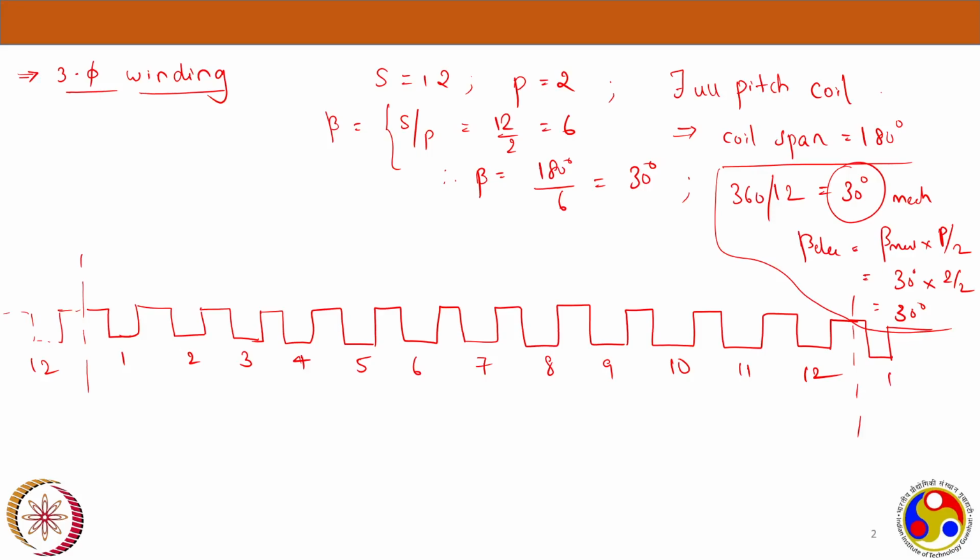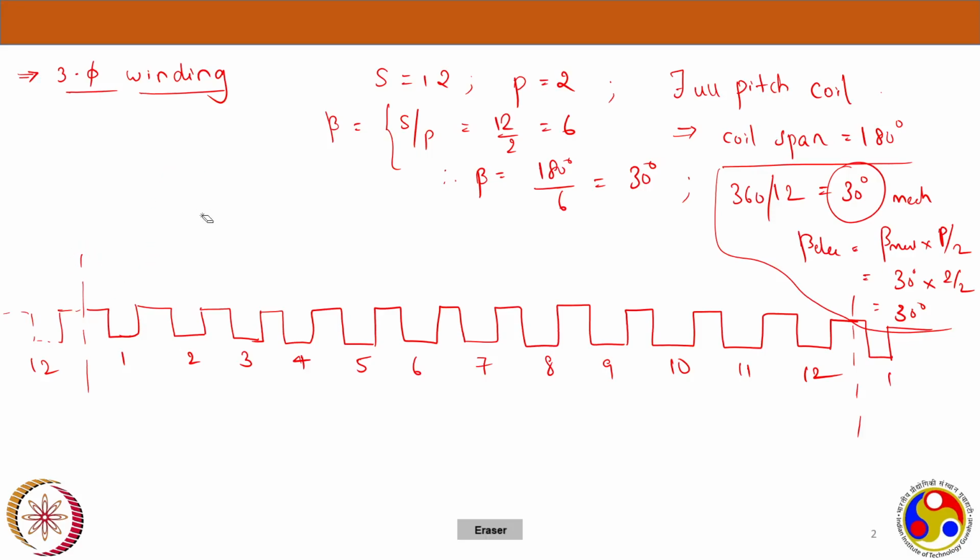Now these are the slots, and in these slots we will place our windings, and it could be a double layer winding or a single layer winding, anything that could be. So let's just place one coil in slot number 1.